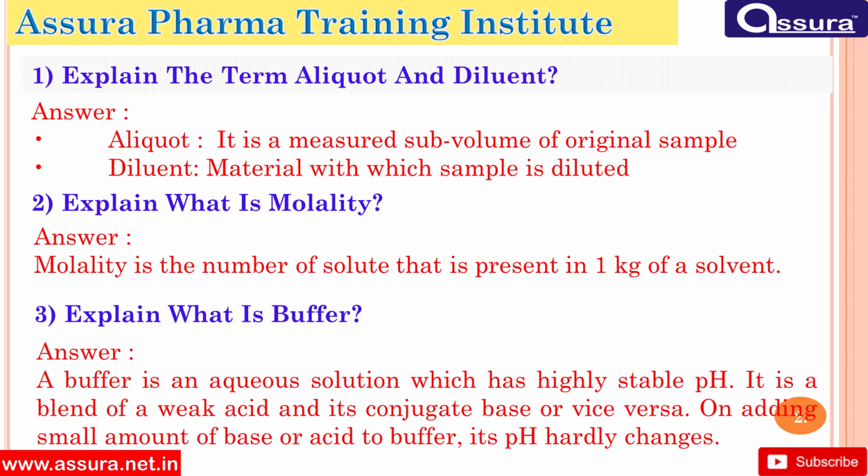Explain what is buffer. A buffer is an aqueous solution which has highly stable pH. It is a blend of a weak acid and its conjugate base or vice versa. On adding a small amount of base or acid to a buffer, its pH hardly changes.